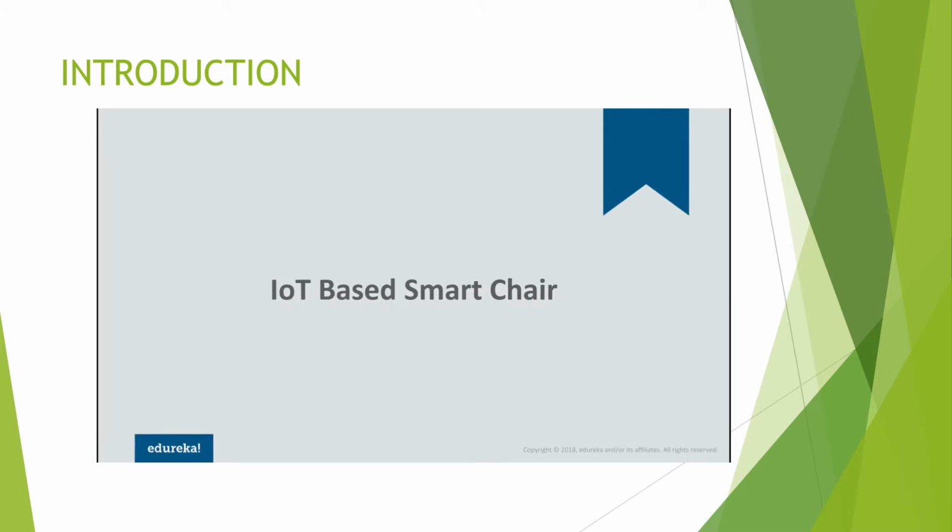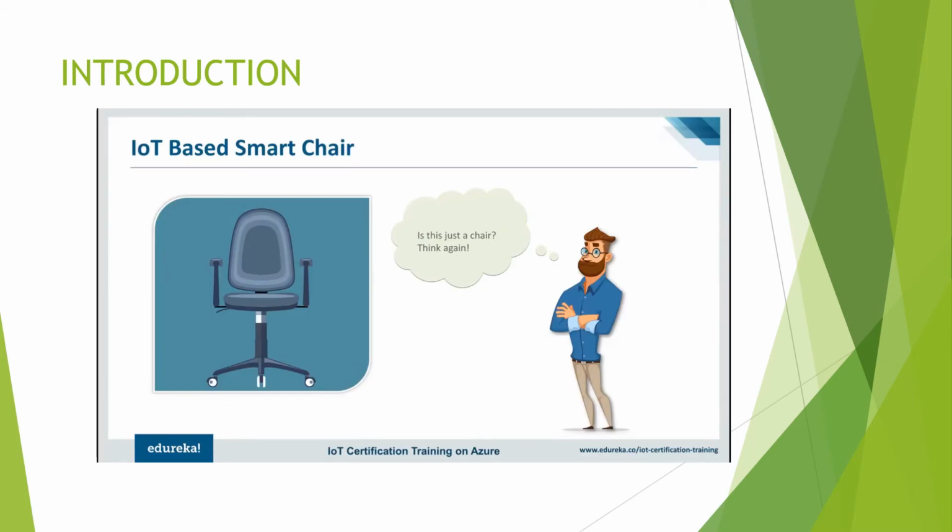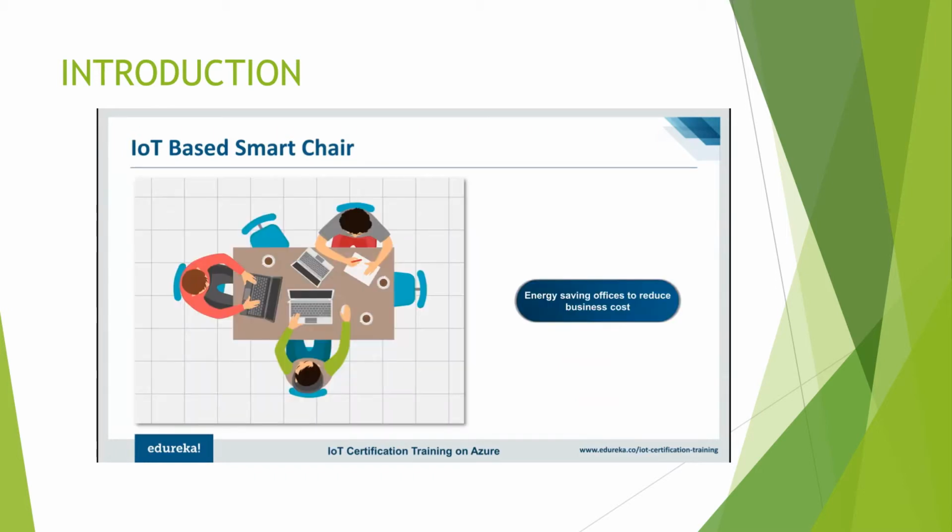Now we'll go ahead and understand the concept of Smart Chair. When it comes to Smart Chair, you can do much more than just sit on it. Let's have a look at the applications of Smart Chair. So with Smart Chair, you can save money on electricity and air conditioning costs.